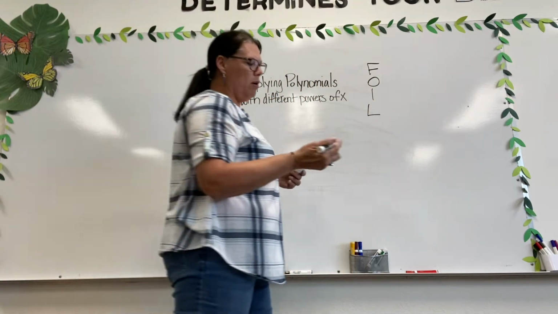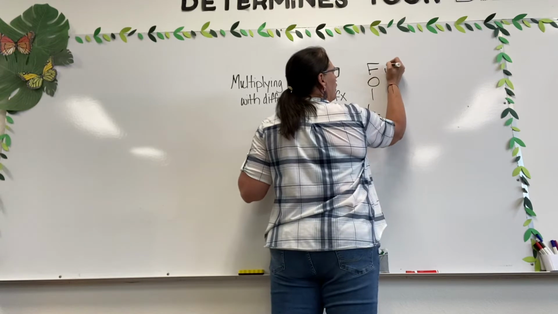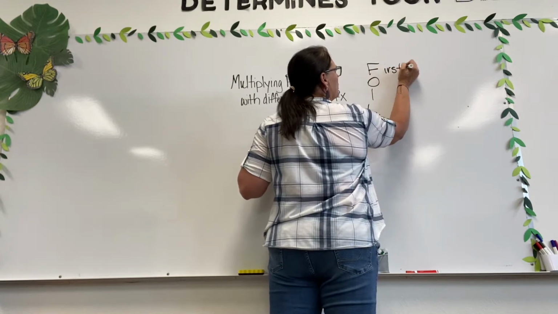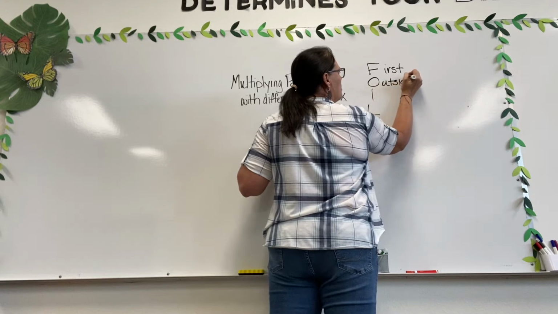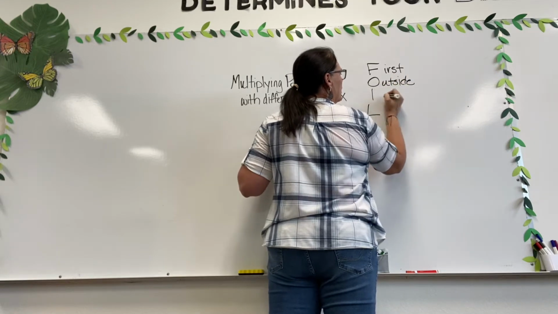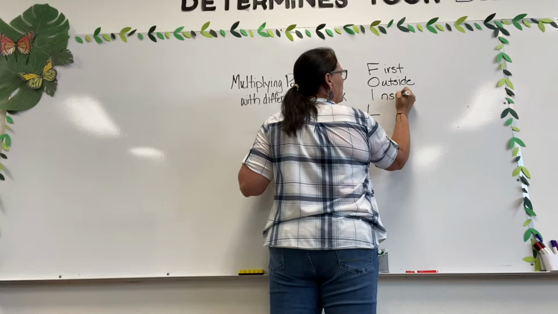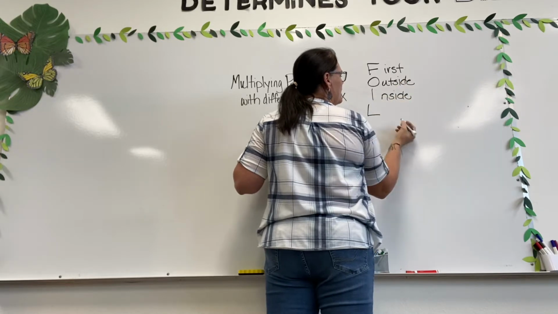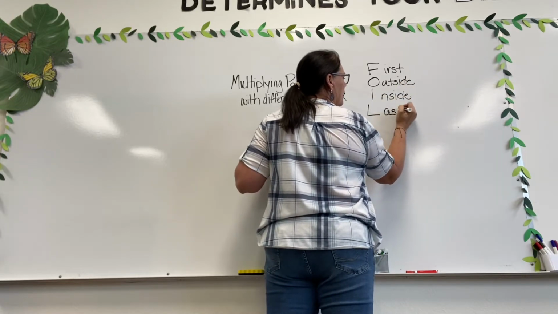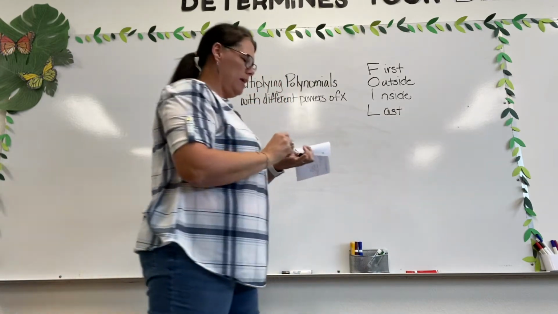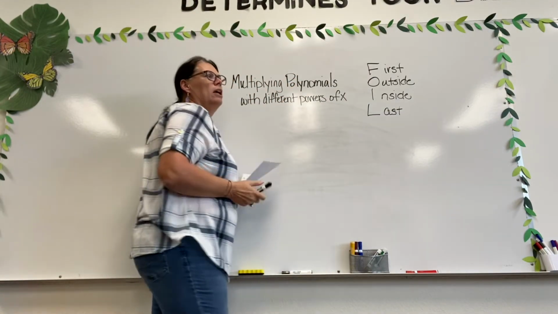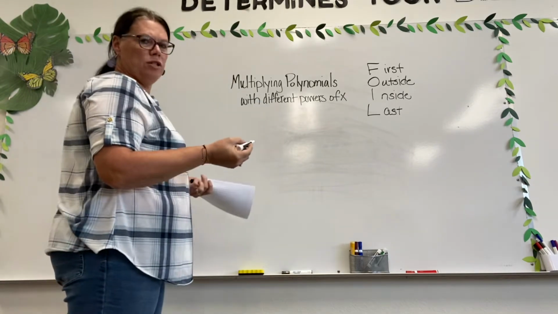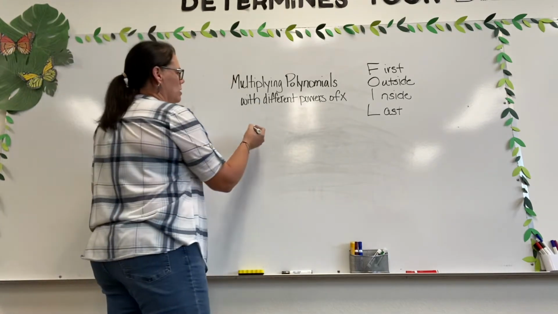FOIL. The FOIL method stands for first, outside, inside, last. And that is the order in which you multiply the different factors in your equation.